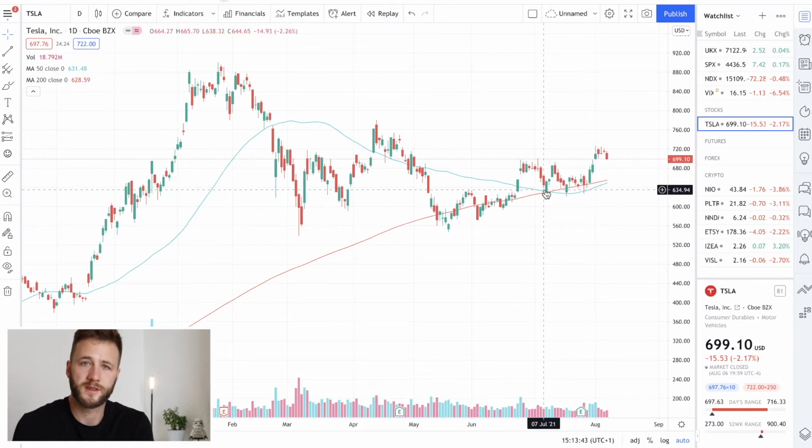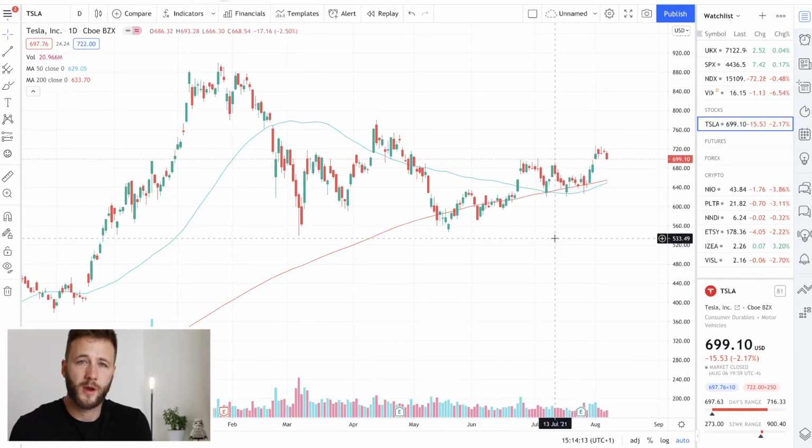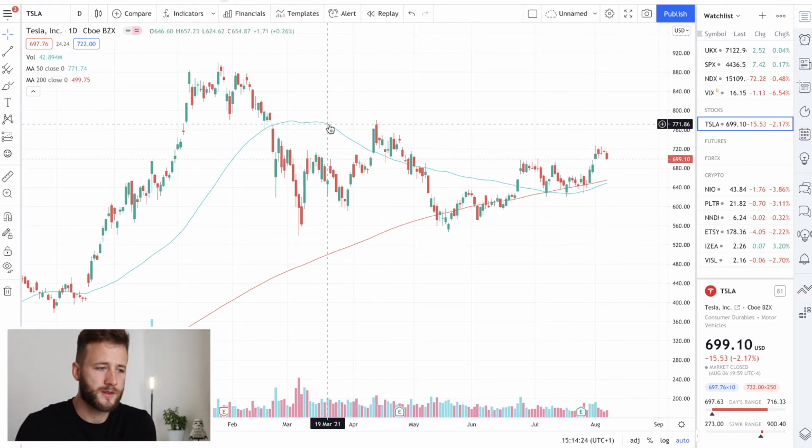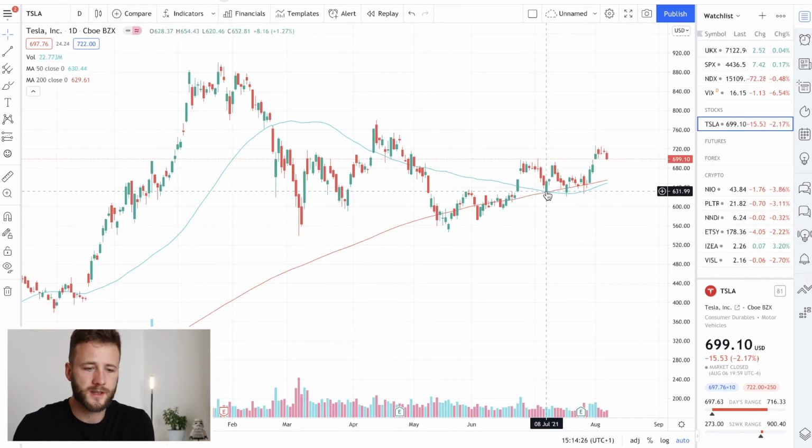Now let's jump into the signals of buying and selling. The way we use moving averages as part of our toolkit is by identifying trends, and we do this by seeing when the lines cross. You can see here that this blue line, which is the 50-day, is crossing below the 200 line, which is showing a possible reversal to the downside.